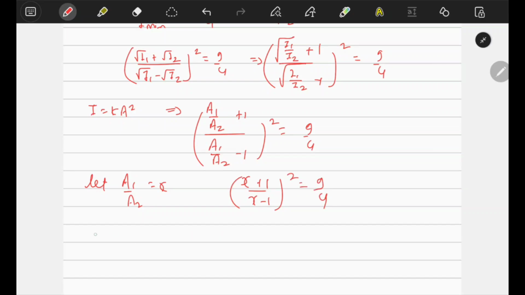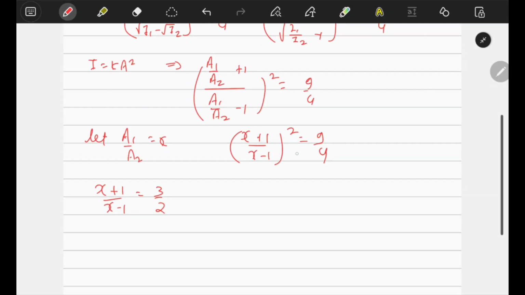So we can write it down, (x plus 1) over (x minus 1) equal to 3 by 2. That is because I took the square root on both sides. So now it is 2x plus 2, that is equal to 3x minus 3. Now we can find out x equal to 5. And what is x? x is A1 by A2. That is the part of the question that was asked. So it is the answer.